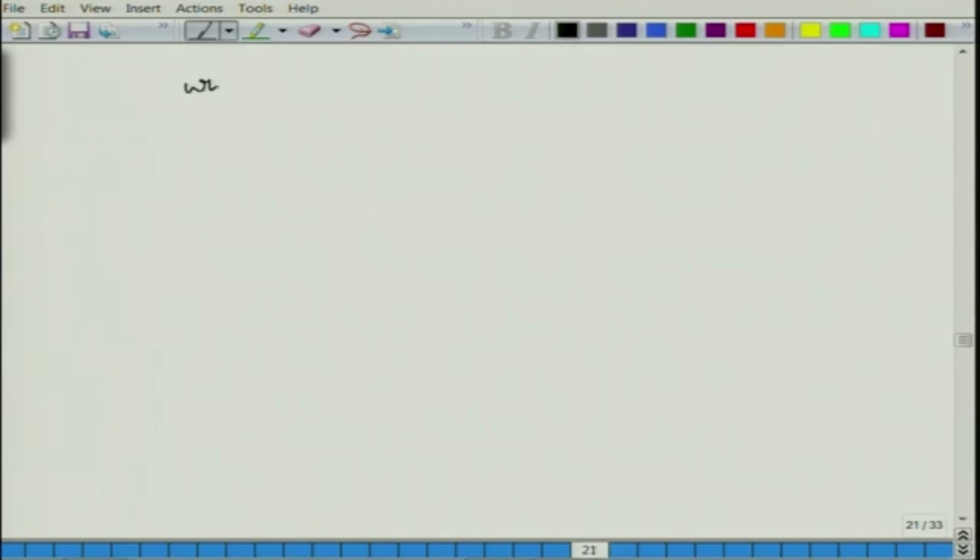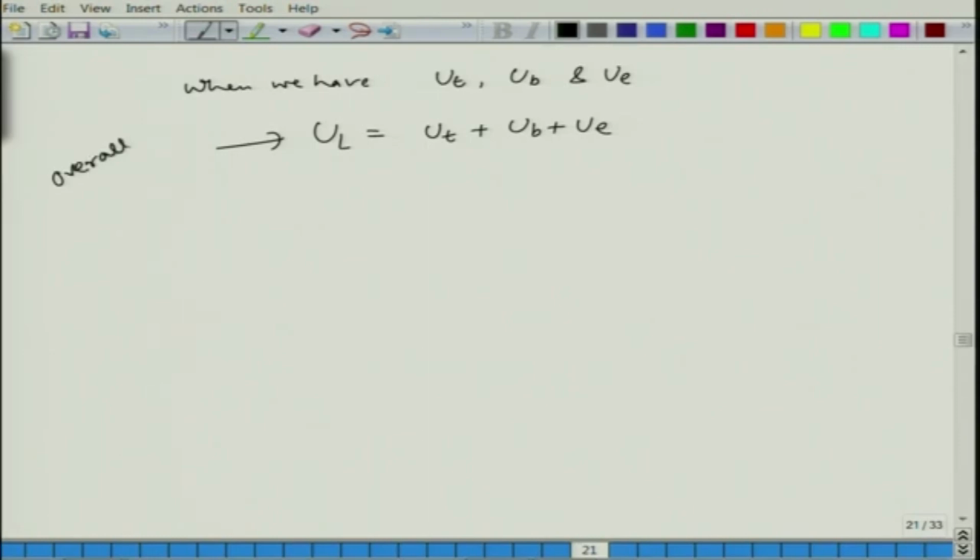So, when we have this UT, UB and UE in terms of per unit plate area, then this total UL will be just the summation of these three. This is the effective or overall loss coefficient for the flat plate collector. So, this is how we get it.